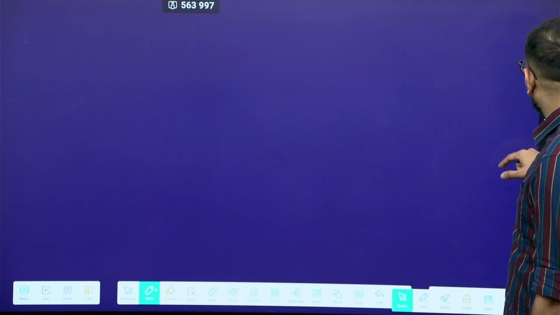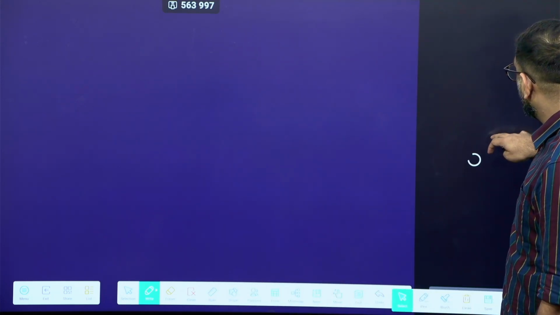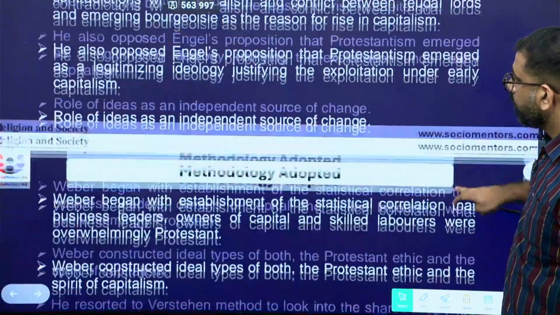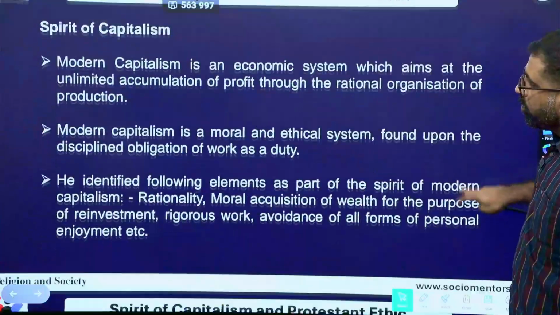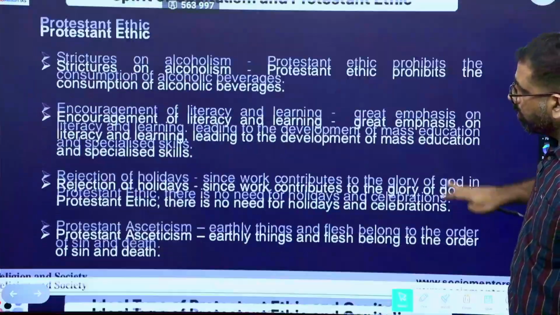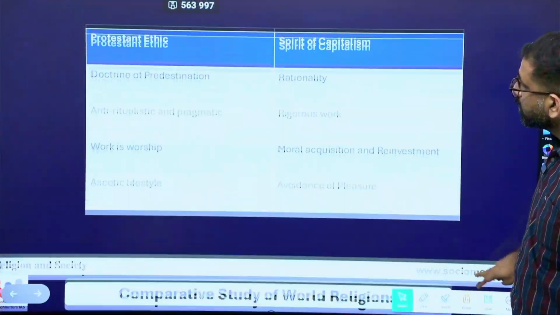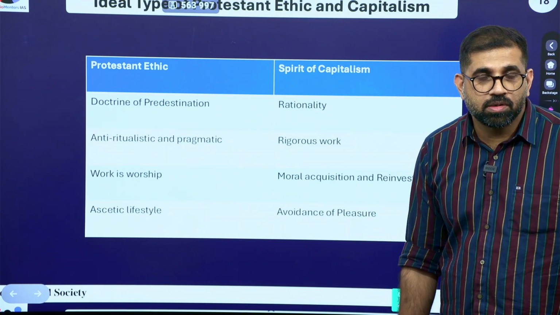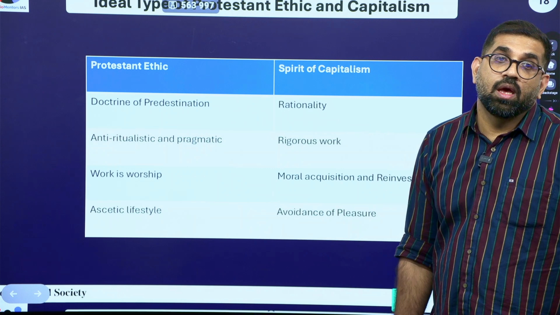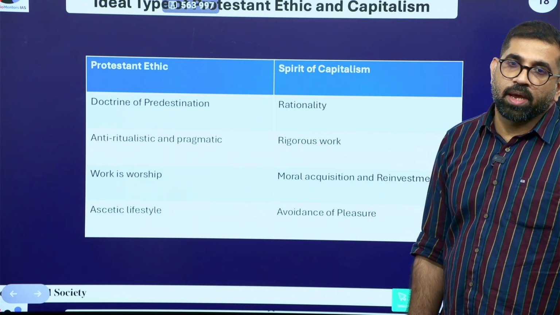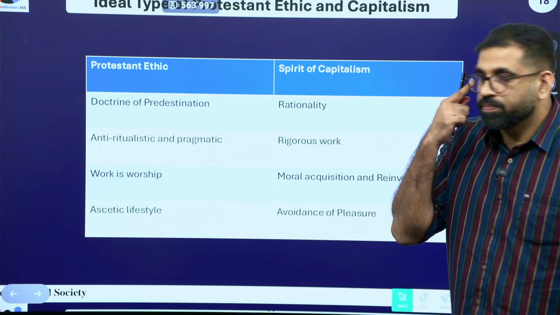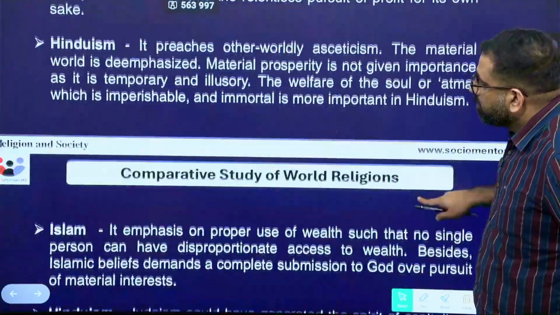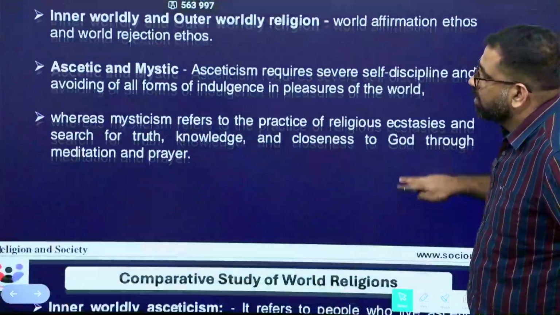So let's move to our PPT and try to understand. I hope you are clear regarding what is the Protestant ethic and the spirit of capitalism. See, this is the ideal type, and you can mention it in your answers also, if UPSC asks you to write the methodology adopted by Weber. All set. Now, the comparative study of Confucianism and Hinduism, you can just refer to in this PPT.